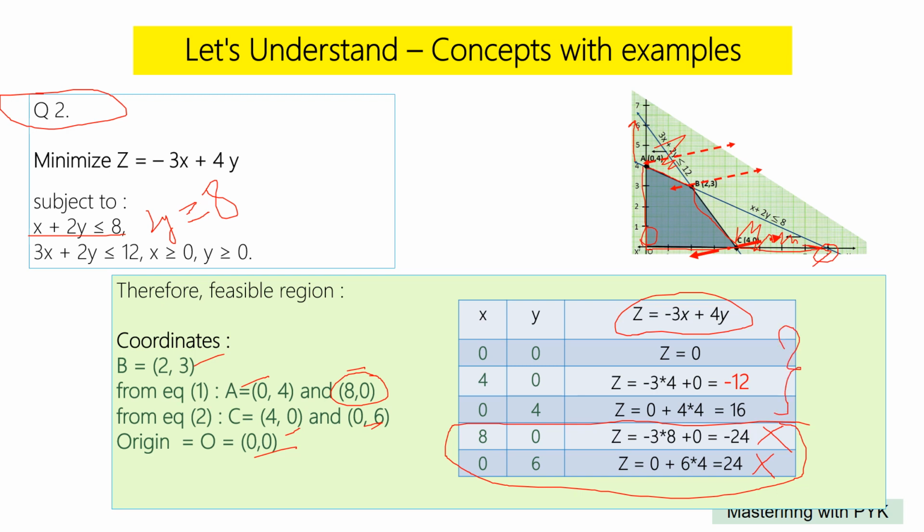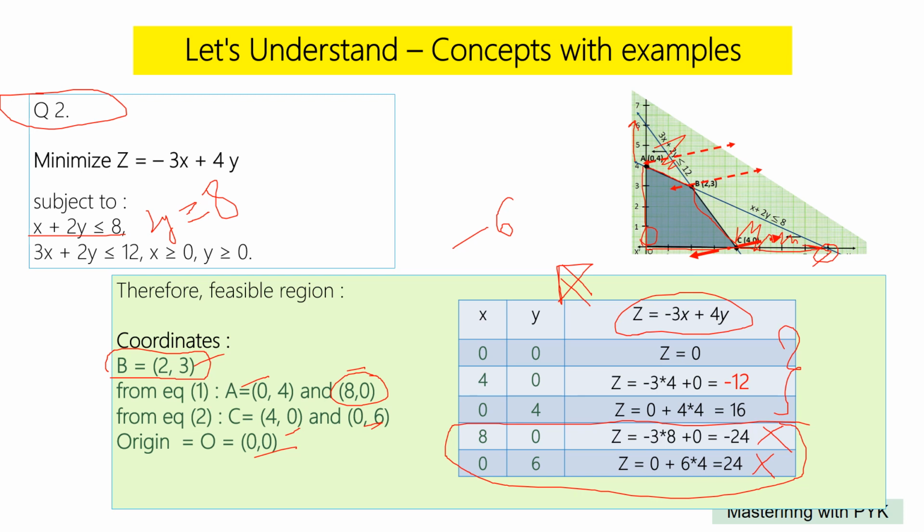So we'll have 0, 4, 2, 3, 4, 0 and 0, 0. We will also have to calculate the value at 2, 3. So when we put this in for 2, 3, which I have not done, and you will be doing in your practice notebook, we will be getting -6.